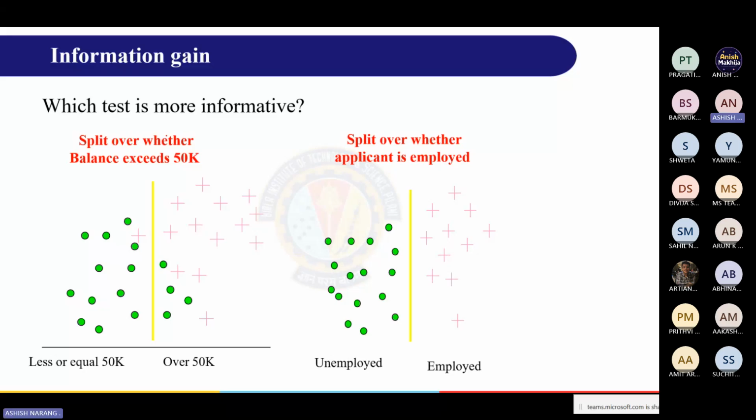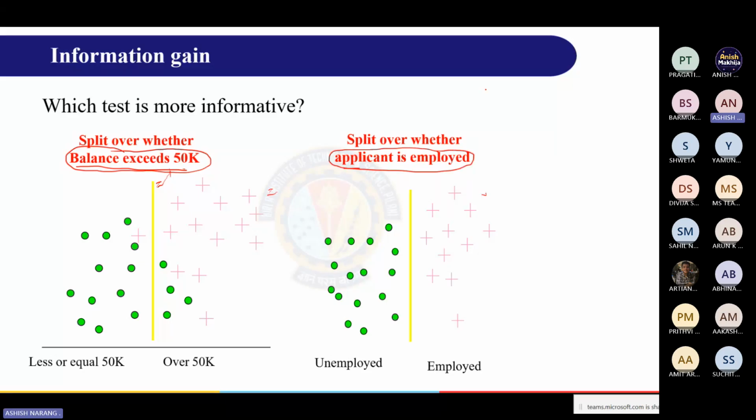Which test is more informative out of these two? What is written is split over whether the balance exceeds 50K, right? Split over whether the applicant is employed, right? So these were the points, right? These are the same set of points. I'm drawing one boundary based on this particular attribute split, and I'm drawing one boundary based on whether the applicant is employed or not.